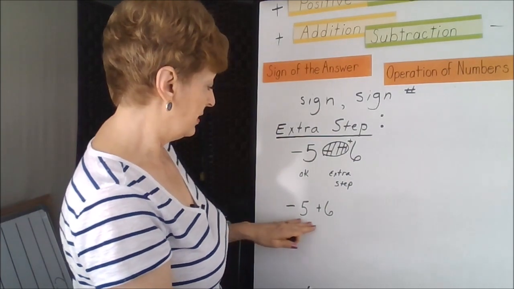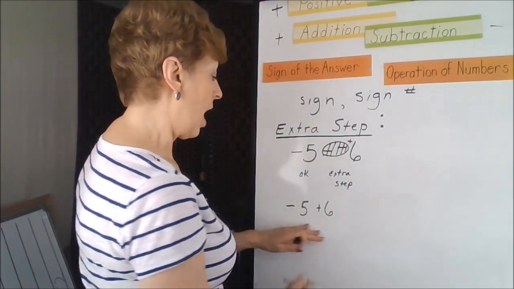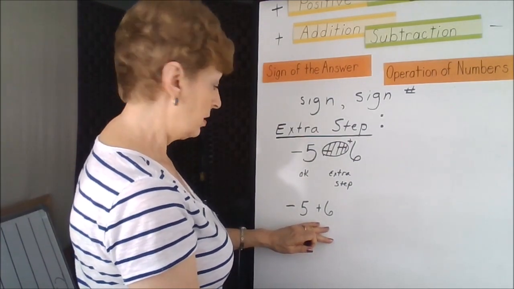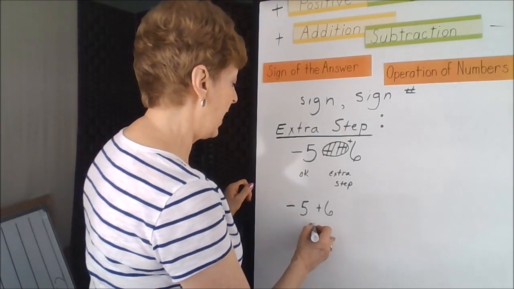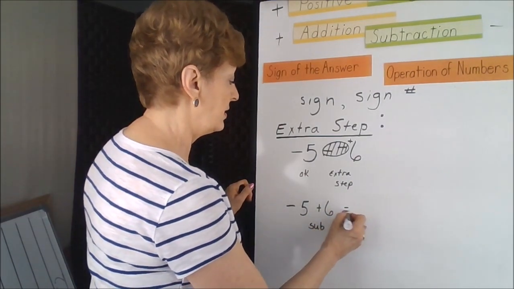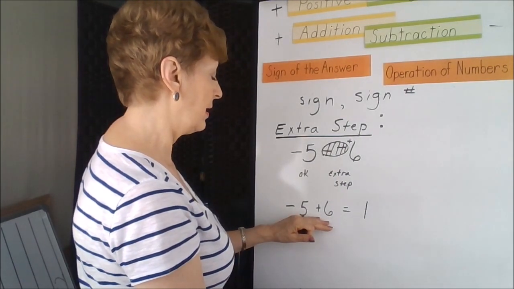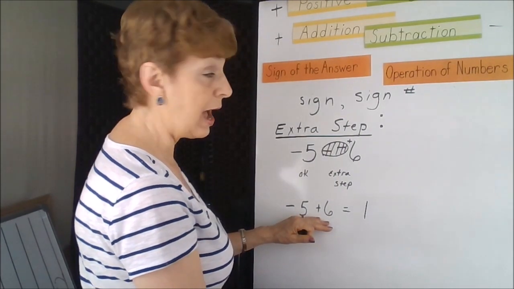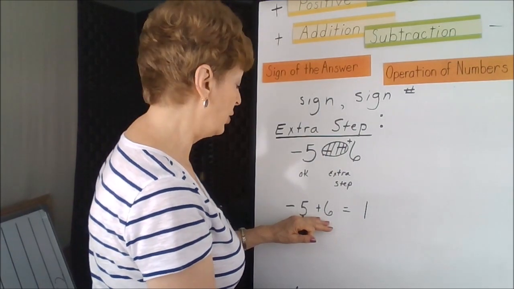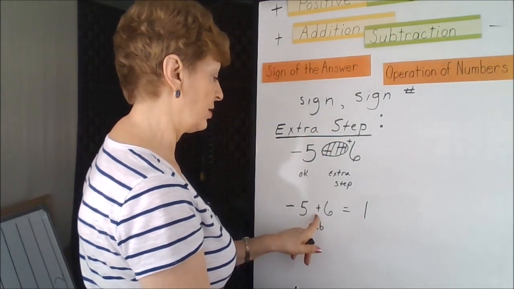Sign number, sign number. Are the signs the same? No. So we're going to subtract the numbers. This is equal to 1. And now we're going to go back and take the sign. We're going to copy the sign of the larger numeral, which is 6. Here's what I'm copying.